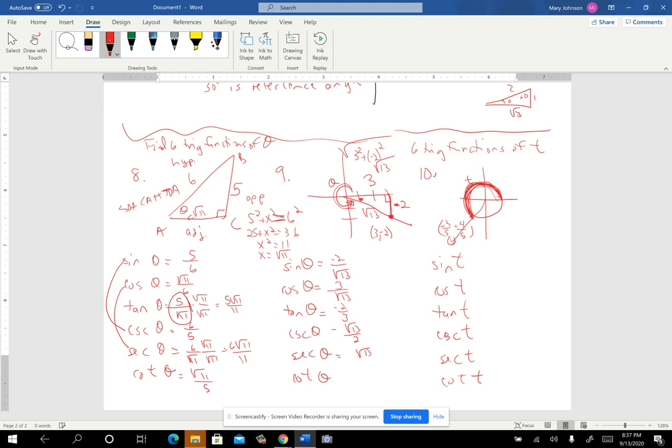Secant, the reciprocal of cosine. And then cotangent would be the reciprocal of tangent. And then you're going to need to have rationalized, so I don't want to give you a bad habit. That one was already good, didn't need to do anything there. So those are the values that I would get.